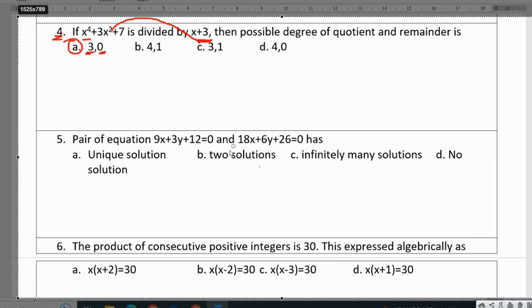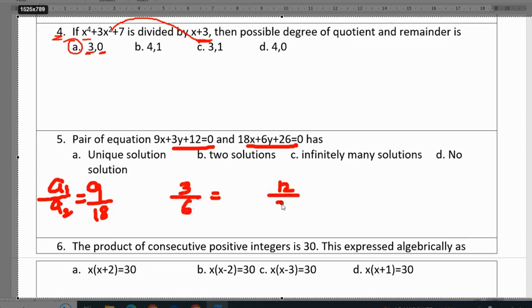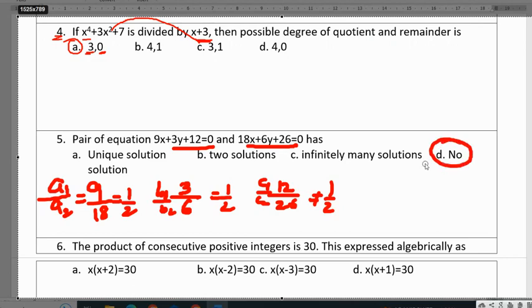The pair of equations 9x plus 3y plus 12 is equal to 0, 18x plus 6y plus 26 is equal to 0. To find what type of solution, we need to do the ratios a1 by a2, which is 9 by 18, b1 by b2, which is 3 by 6, c1 by c2, which is 12 by 26. So a1 by a2 is 1 by 2, b1 by b2 is also 1 by 2, but c1 by c2 is not equal to 1 by 2. Clearly a1 by a2 is equal to b1 by b2 but not equal to c1 by c2. It has no solution. Correct option for the fifth question is D.